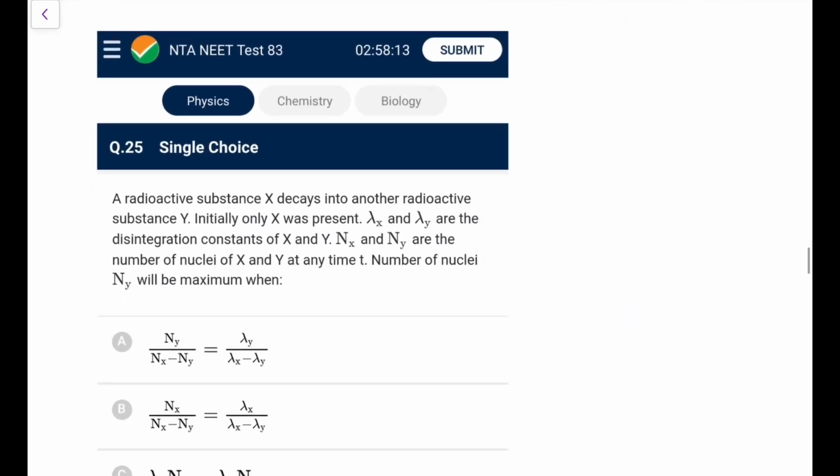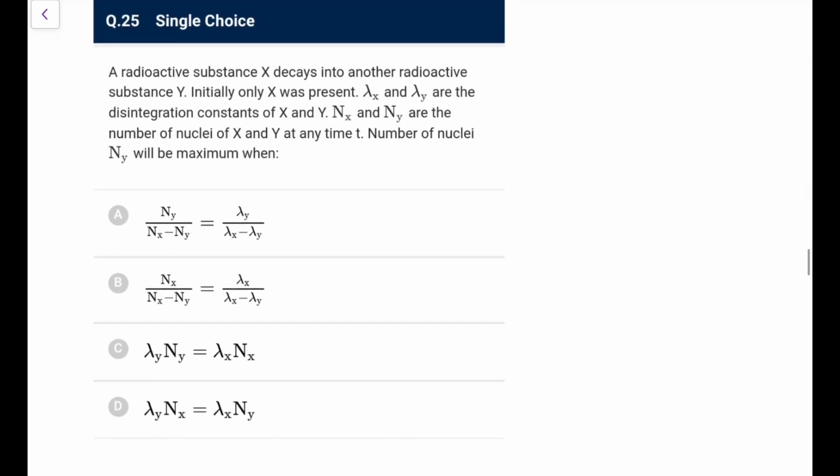Next. So after the 24th, now the 25th. The radioactive substance X decays into another element Y. Only X was present.